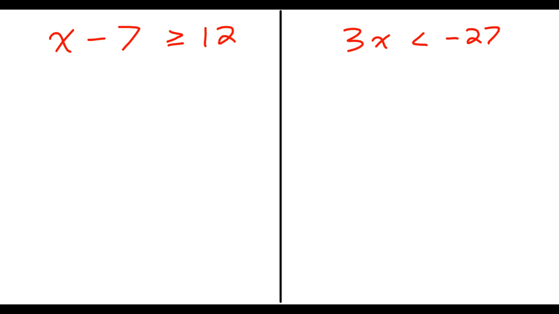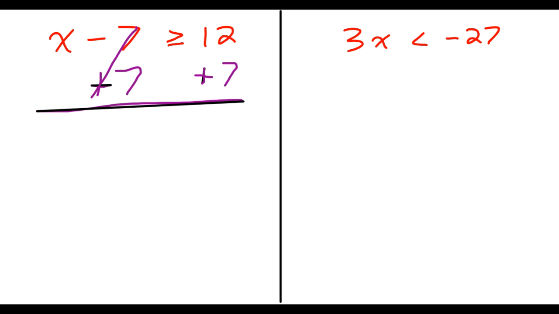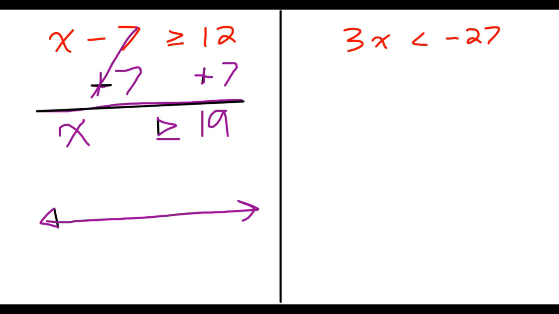So first, we're going to add 7 to both sides, because right now x has 7 subtracted from it, so we add 7 back to clear that operation. 12 plus 7 is 19. So x is greater than or equal to 19. Here's our number line. 19 is our key number there. It is greater than or equal to, so we're going to fill it in with a closed circle, because 19 is a part of the solution, and we want everything that is greater than 19, which is this way. So closed circle, arrow to the right, x is greater than or equal to 19.